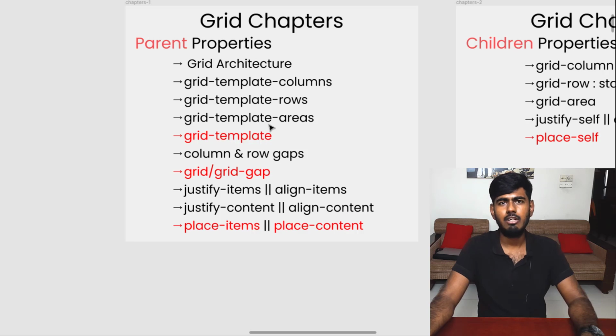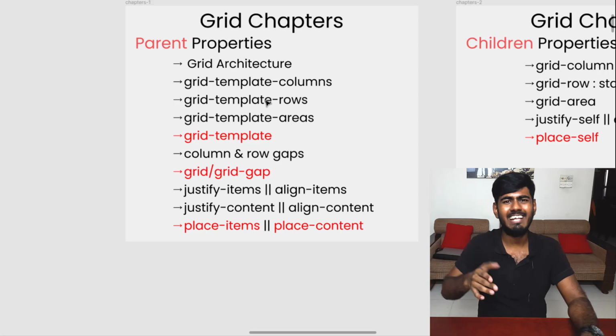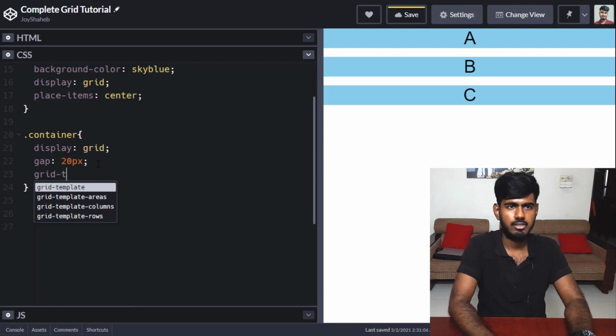Now let's discuss the grid template. This is a shorthand for the grid template columns and the grid template rows over here. Alright, so first of all you have to write the rows, and then you have to give a slash, and then you have to write columns. Let me show you. Alright, back to our CodePen. These are the properties inside the parent container. Over here we're gonna write grid template.